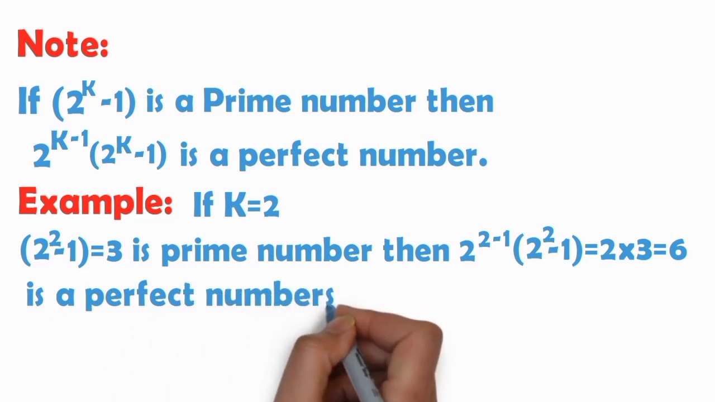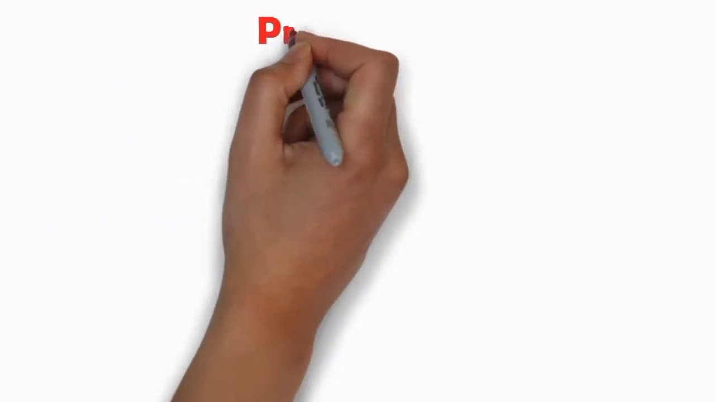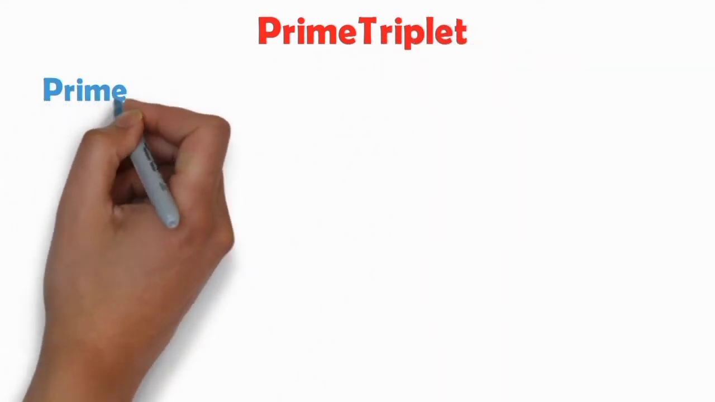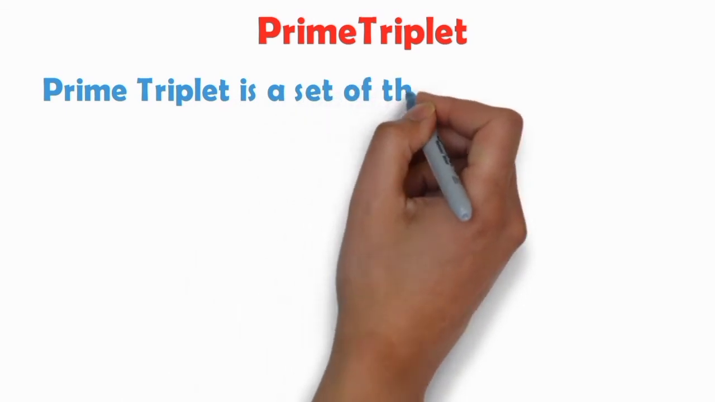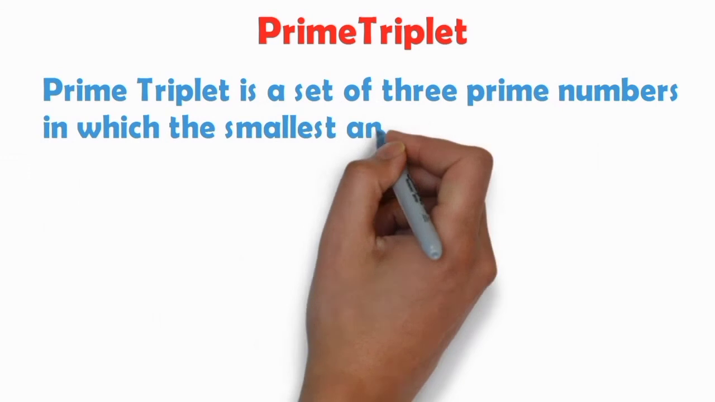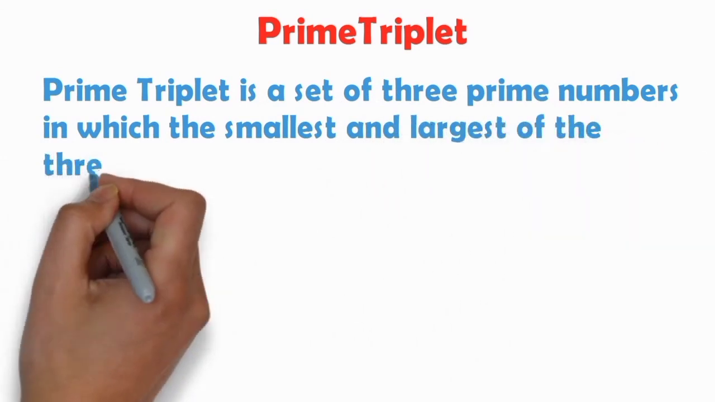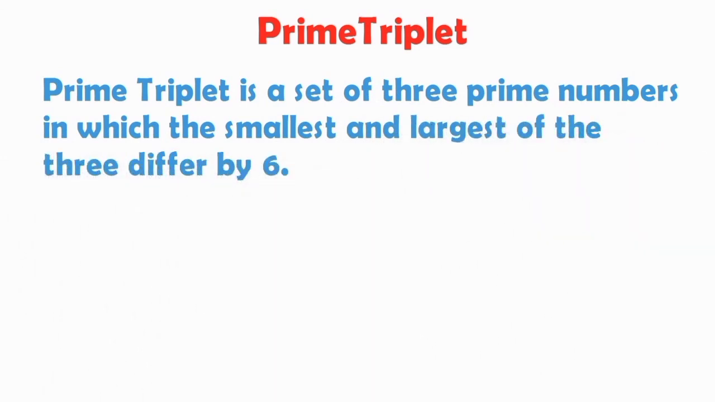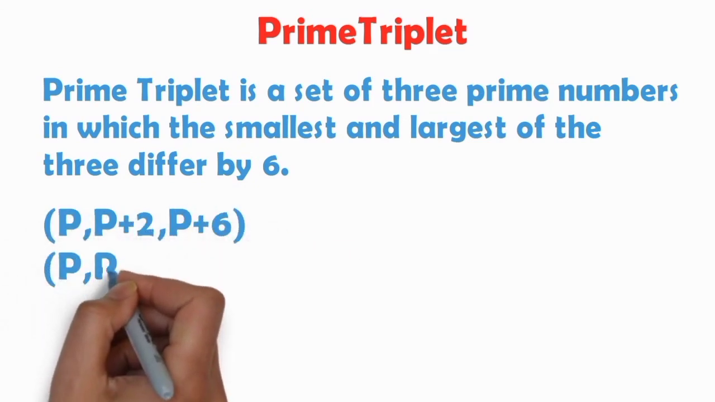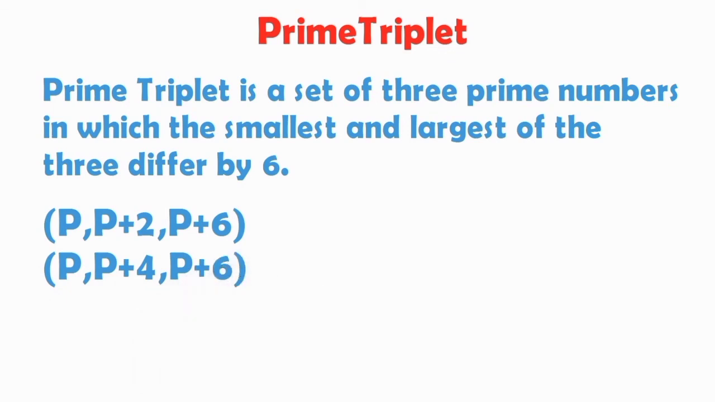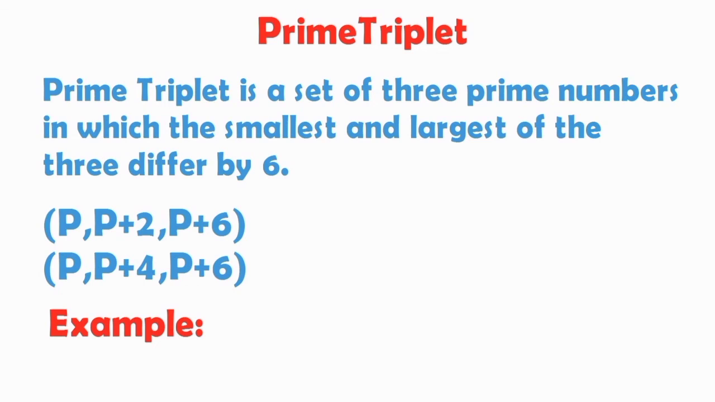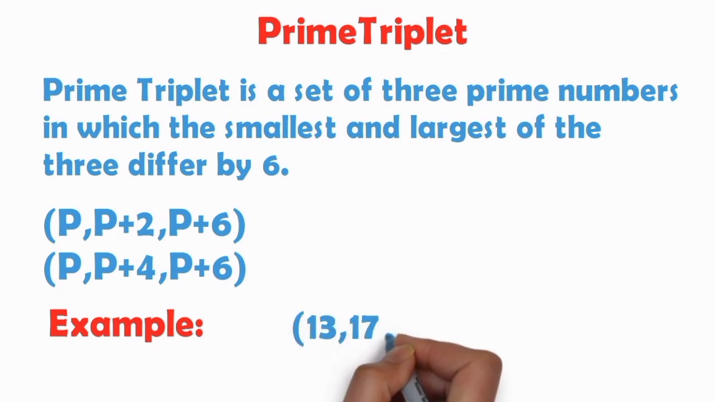If we talk about the next definition, that is the prime triplet. A prime triplet is a set of 3 prime numbers in which the difference between the smallest and largest of the 3 is 6. In general, we can write p, p plus 2, p plus 6, and in another way p, p plus 4, p plus 6. For example, 13, 17 and 19 is a prime triplet.